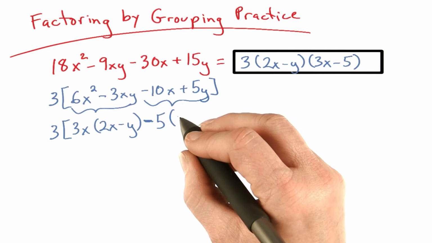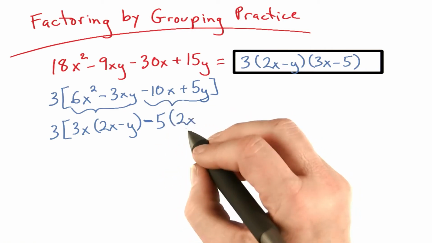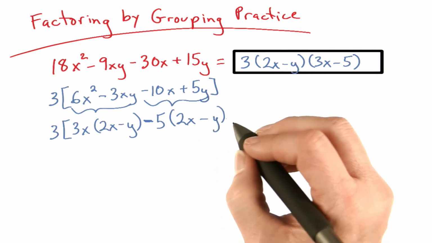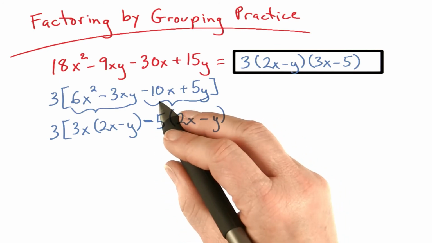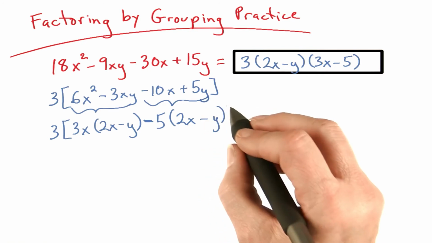Negative 5 times 2x gives me negative 10x, and negative 5 times negative y gives me positive 5y.